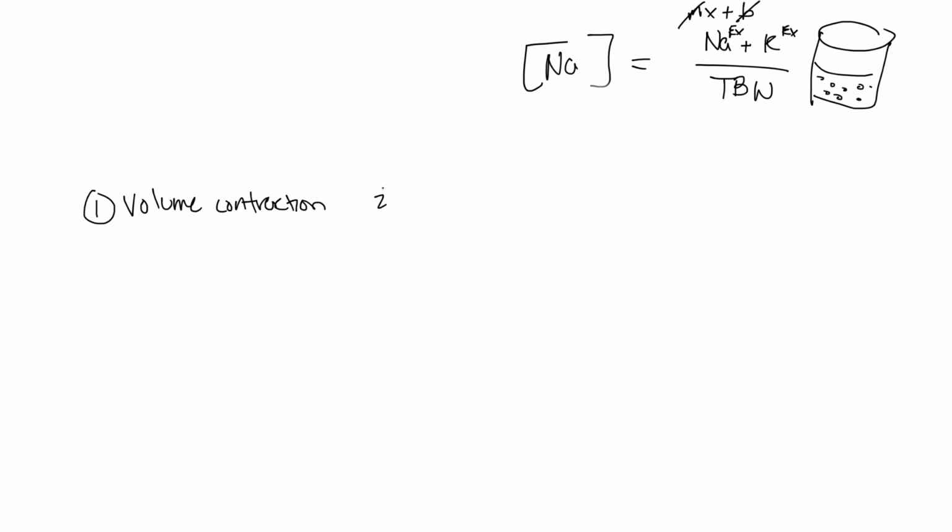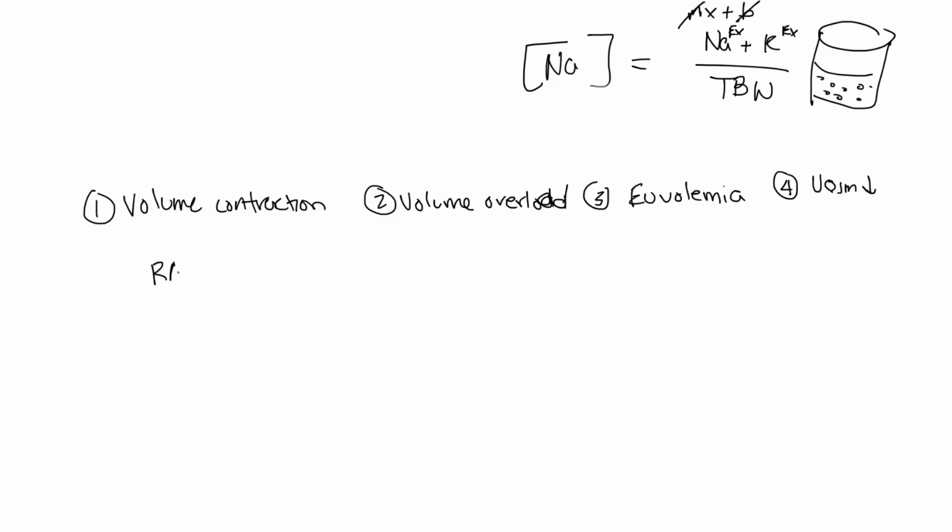The second was volume overload. The third situation was euvolemia. And the fourth situation was urine osms are low. Okay. In the volume contraction and overload state, we are experiencing low effective arterial blood volume, and so RAS is appropriately active in both of these states.